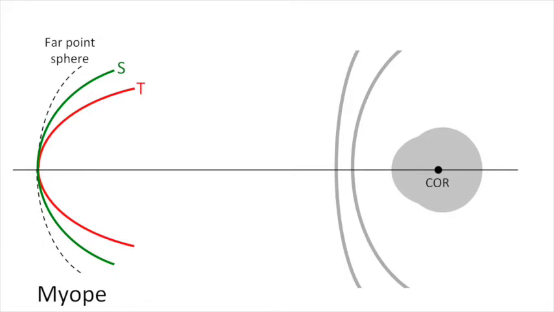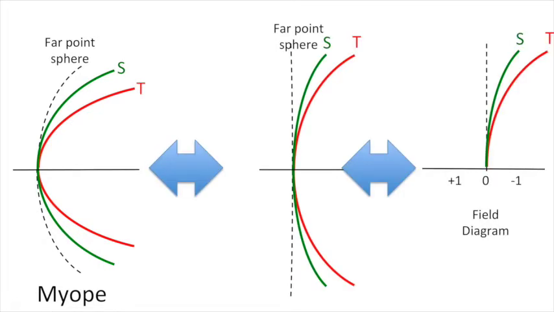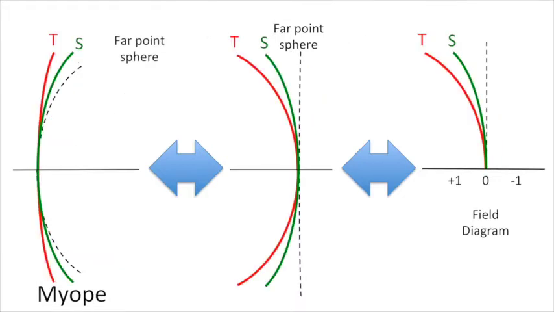We could just as easily show the sagittal and the tangential shells. And to get to our field diagram, we just flatten out the far point sphere again to a vertical line. Finally, it's important to note that the tangential and sagittal shells could lie either side of the far point. On this final diagram, we've drawn them beyond or flatter than the far point sphere for the myope. So when we convert these to a field diagram, they lie on the left, representing negative error or undercorrection.